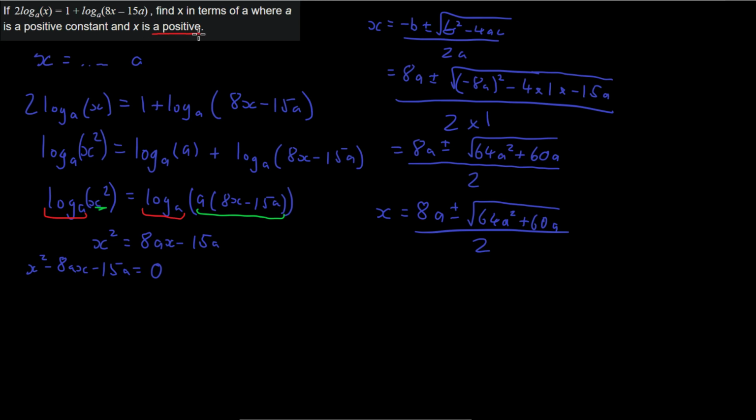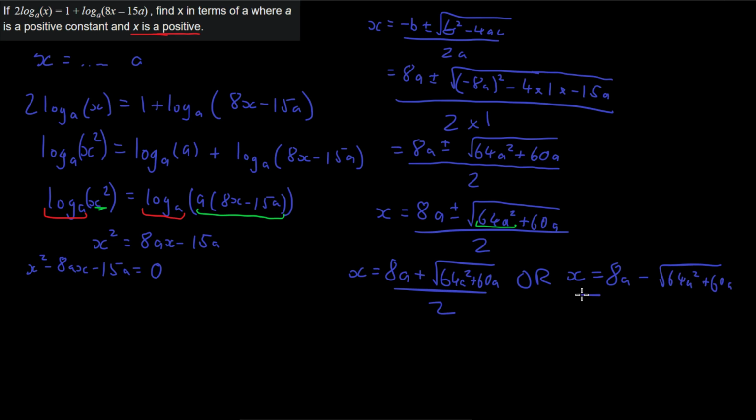Because this is very important. X is positive. X has to be positive. And here, x could be negative. And the reason for that is, if we look in here, this 64a squared, if you ignore the 60a, if it just said 64a squared, the square root of 64a squared is 8a. So this could be 8a plus 8a, or it could be 8a minus 8a. But because there's this extra 60a here, and a is a positive constant, the square root could be bigger than 8a. So the two options are x equals 8a plus the square root of 64a squared plus 60a all over 2, or x equals 8a minus the square root of 64a squared plus 60a all over 2.